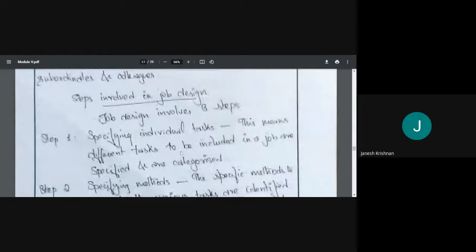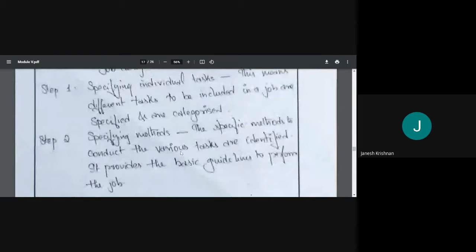There are three steps. The first one is specifying the individual tasks. What all are the individual tasks to be included in the job? They are specified and categorized. Right? These things have to be done, it can be done by the site engineer. These things have to be done, it can be done by the foreman. This can be done by the laborer. This thing has to be done by the project manager. This thing has to be done by, like, the watchman. So, just specifying and categorizing, right?